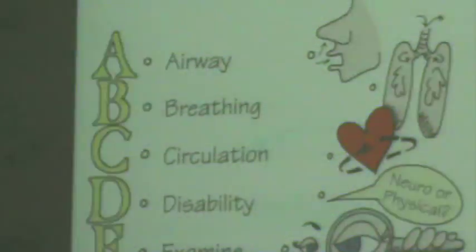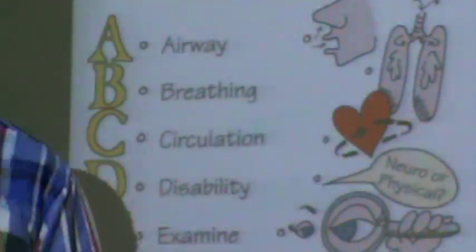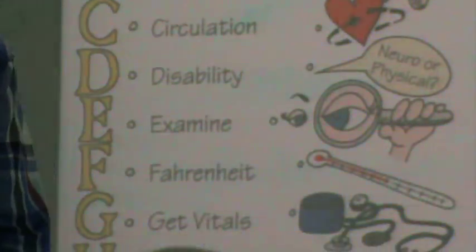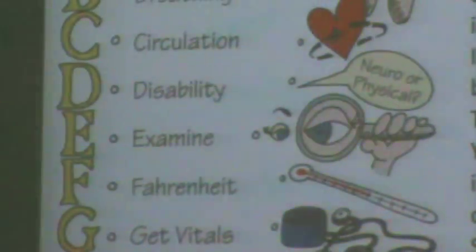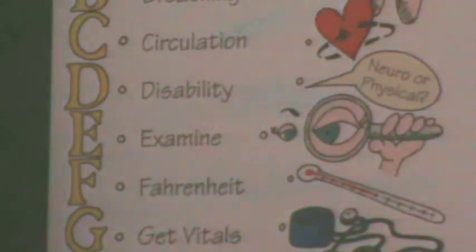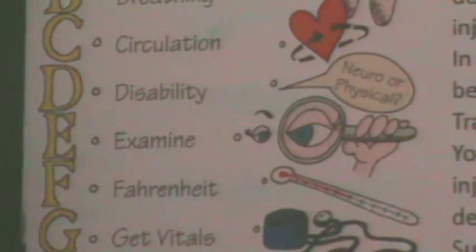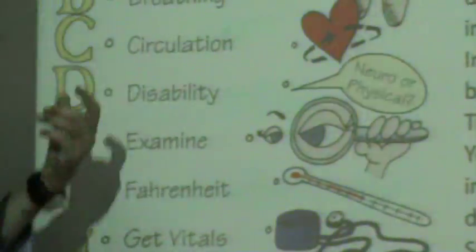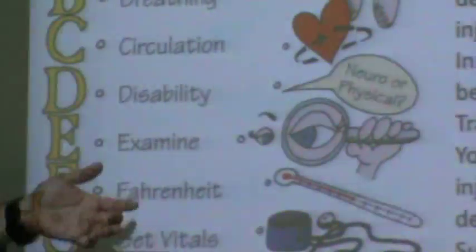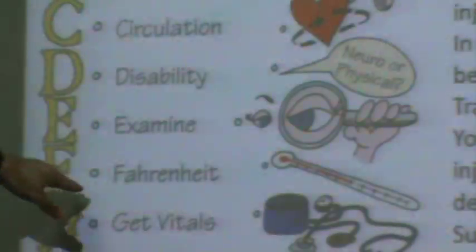Circulation. How can you tell if the circulation is right or wrong? If it's okay or not? Color of the skin, of the body. Blood pressure. The blood, the pulse. Is the pulse strong or weak? That's all you can tell about the circulation. Disability. Can he move? Cannot he move? Examine. What do you examine? Everything. From head to toe.